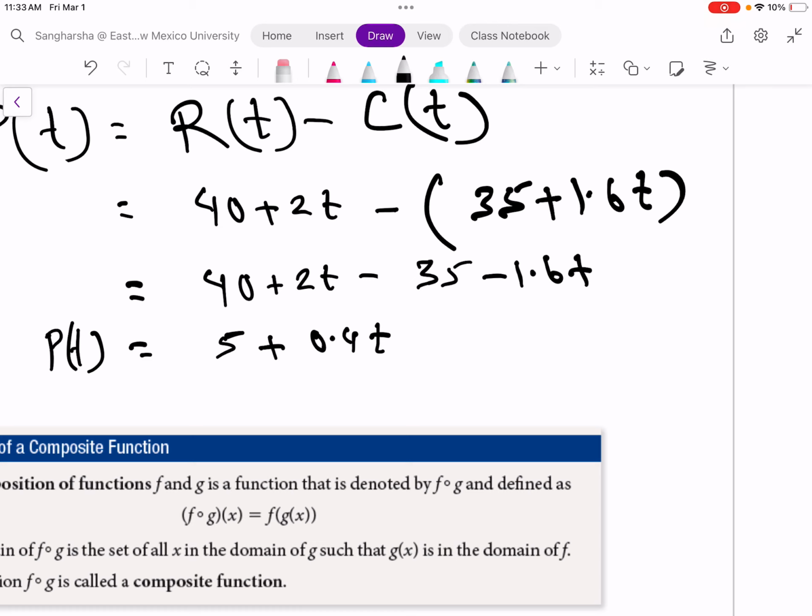Now let's find the profit for 2013. So what will be the profit for 2013? t is the number of years since 2010, so it's the same thing. We substitute t equals 3, right? So we have 5 plus 0.4 times 3. 0.4 times 3 is 1.2, plus 5 is $6.2 million. So that is the profit. This function gives us the profit for this case.